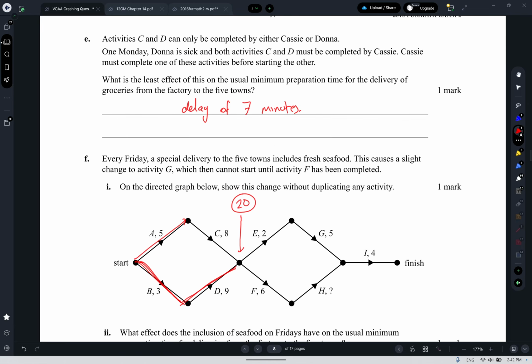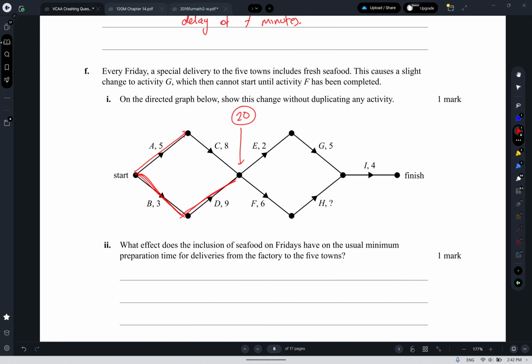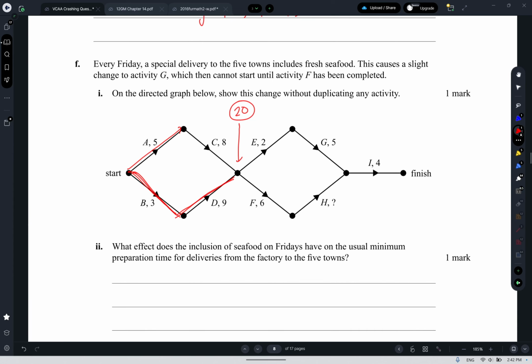Every Friday, a special delivery to the 5 towns includes fresh seafood. This causes a slight change to activity G, which then cannot start until F has been completed. That's fun. Show this change without duplicating any activity. Okay, so what it's saying is we want to draw on the diagram that G cannot start until F has been finished, so we're just going to put a dummy.